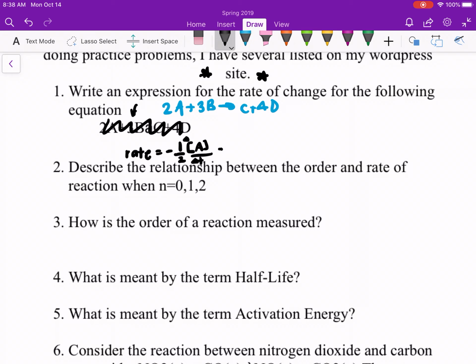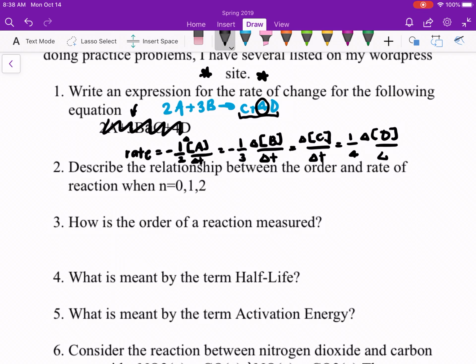Alright, so same here, it's going to be equal to negative 1/3 change in B over delta T. And because these are appearing, it's going to be positive, so this is just going to be delta C over delta T. And look at that coefficient, that's a 4, so 1 over 4 times delta D over delta T. So that's the expression for the rate of change, right?